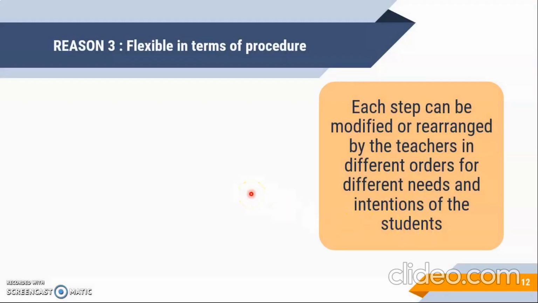And the third reason, in this model also, Oxford suggested a few procedures that can be carried out by the teacher. We feel that this model is very flexible in terms of procedure. So the teacher can modify or rearrange the steps in different orders for different needs and intentions of the students.